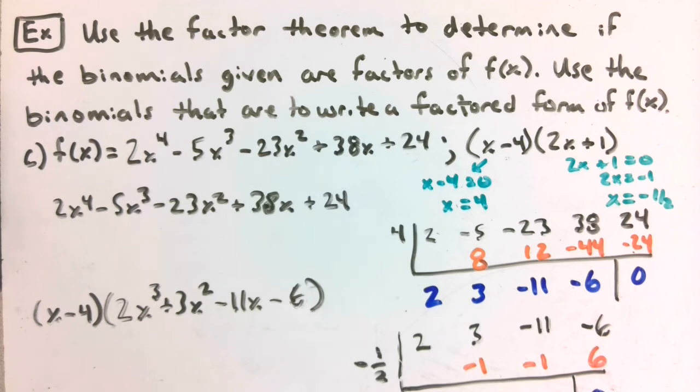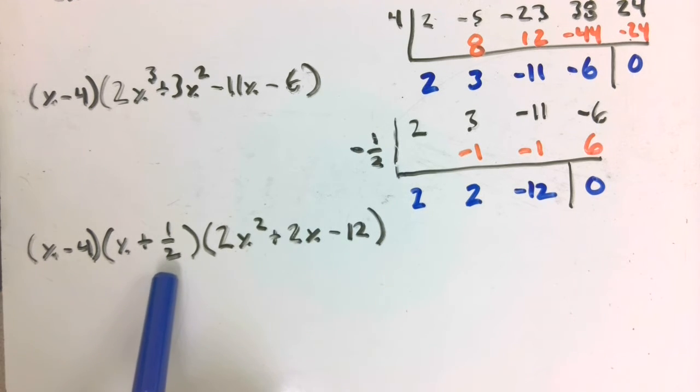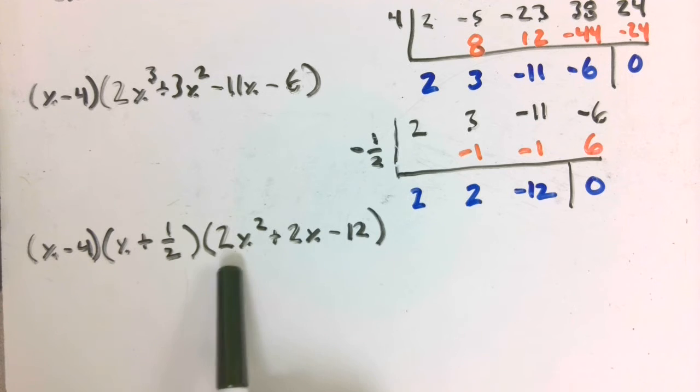And then we're supposed to go through and factor everything as much as it can get factored. So x minus 4, that's factored and that's done. X plus 1/2, that's factored and that's done. I want to see if this factors some more.